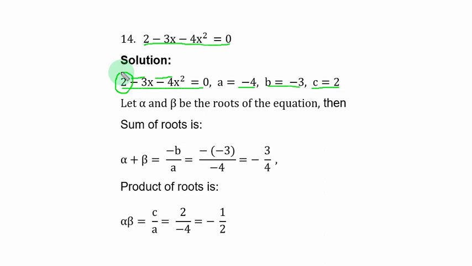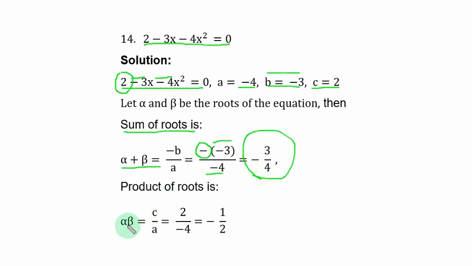So if we let alpha and beta be the roots of the equation, then the sum of roots is alpha plus beta equal to minus b over a. And what is b from the equation? B is minus 3. So you have minus, minus 3. This minus follows the rule. This minus 3 now is for b, and a is minus 4. So minus times minus 3 is plus 3. If we divide plus 3 by minus 4, you have minus 3 over 4.